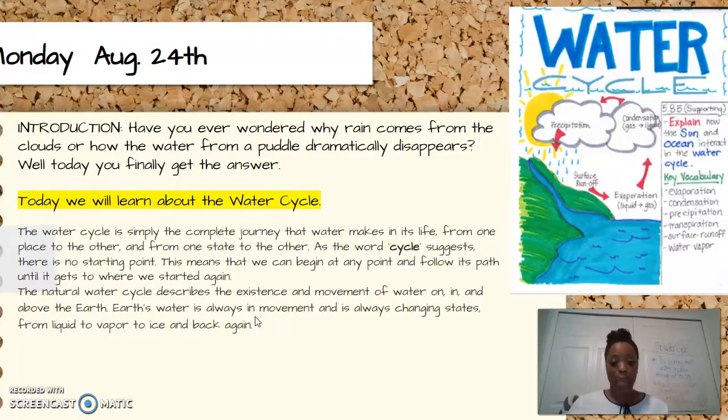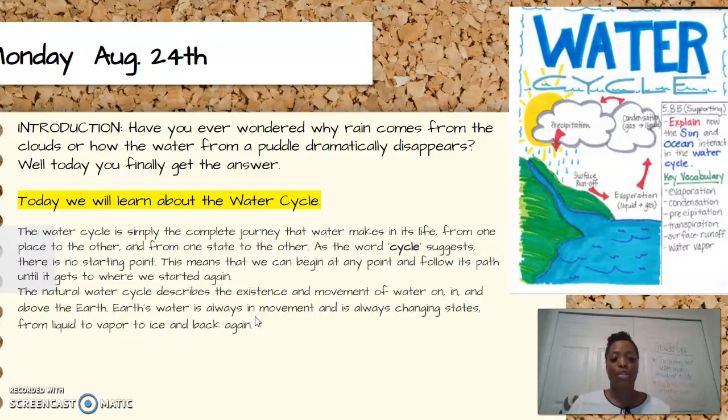As the word cycle suggests, there's no starting point. Remember, a circle. This means that we can begin at any point and follow its path until it gets to where we started again. So we can start here and keep going. We can stop. We can go back. We can keep going around. We can stop here. Continue, continue, continue. So it doesn't matter where you start in a circle. It's just a continuous pattern. Remember, everything is working together to complete the cycle.